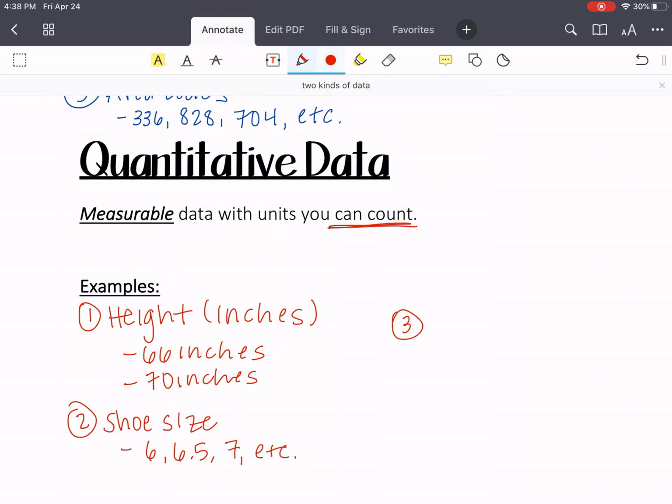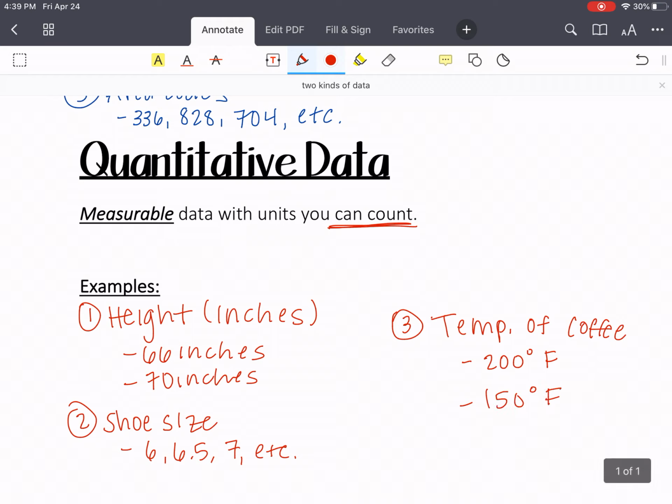Another one, let's do temperature of coffee. Now, if we're thinking about temperature of coffee and we say, man, that coffee is really, really hot, that's measured, but that's not in units. So if we say very hot coffee, that would be a category. A measurable or quantitative temperature of coffee would be like 200 degrees Fahrenheit, 150 degrees Fahrenheit, I don't know, 60 degrees Celsius, etc.